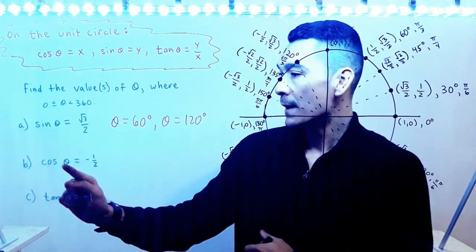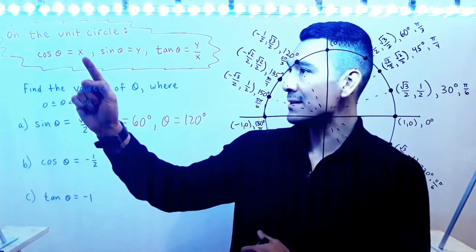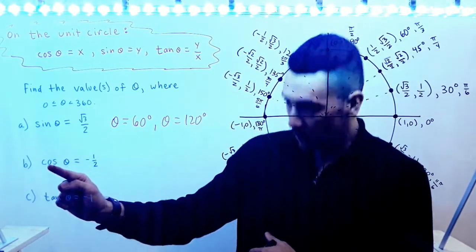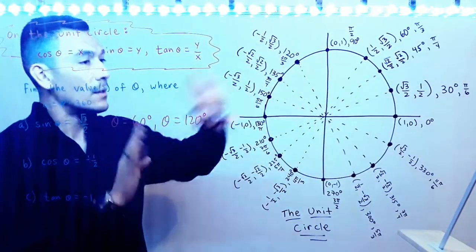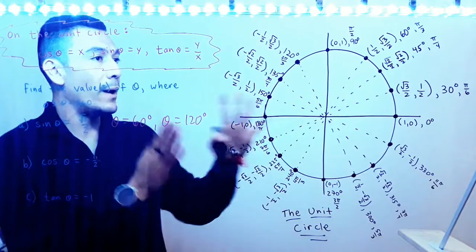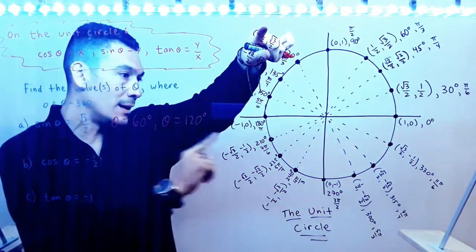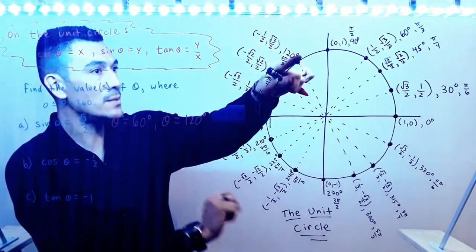Where do I go so that cosine is negative a half? Well, what's cosine? Cosine is the x-coordinate. So where on the picture do you see an x-coordinate of negative 1/2? Well, look at all your locations. Look at all your x-coordinates. Where are x-coordinates negative 1/2? Here is one. Is there another? Here's another.